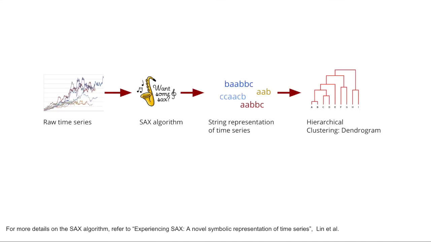In order to explore time series datasets based on their patterns, we use hierarchical clustering to create a tree diagram. We start by passing raw time series data to an implementation of the SAX algorithm. The SAX algorithm is a dimensionality reduction method that transforms the time series into a sequence of letters. Finally, we're able to produce a dendrogram from hierarchical clustering using SAX-based string representations of the time series.